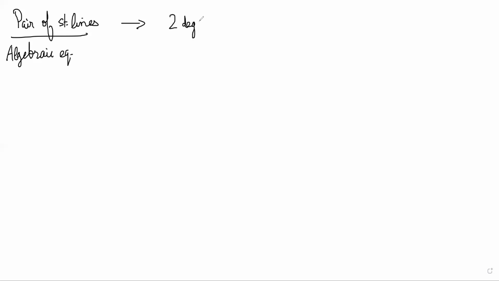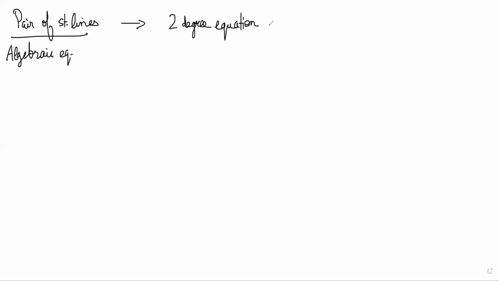Okay, then what we'll look at next is the pair of straight lines equation, the algebraic equation of a pair of straight lines. This is the first time that we will see a 2-degree equation in x and y.